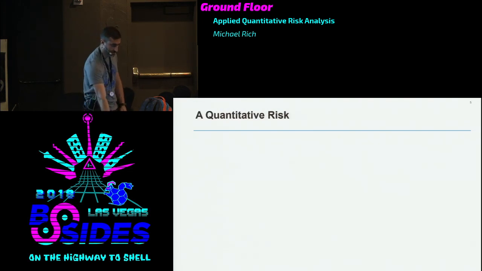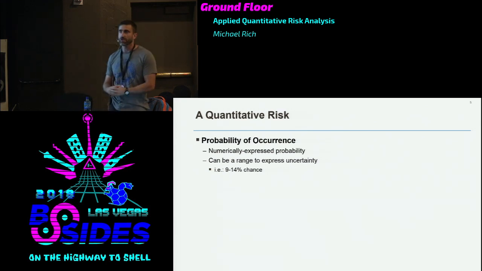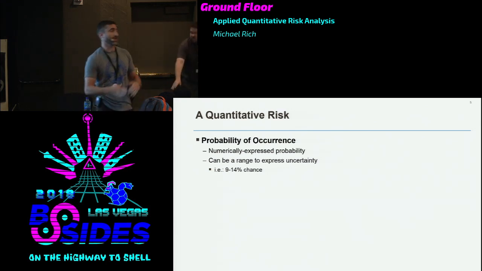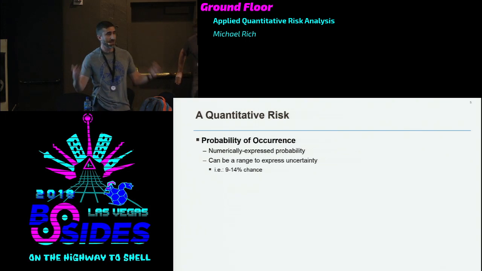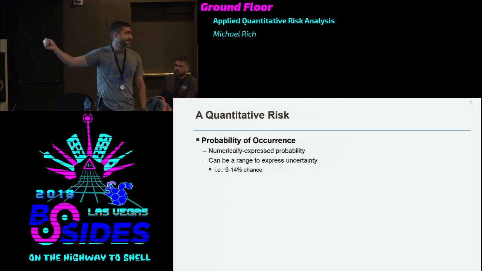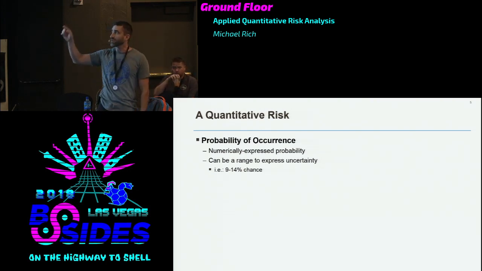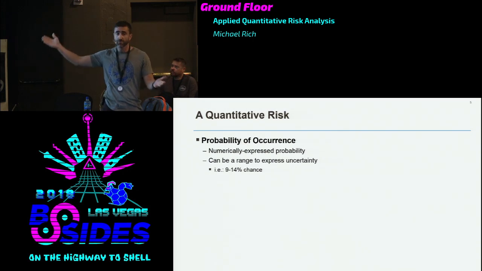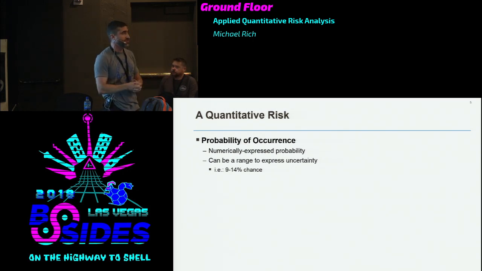Okay, a quantitative risk. First, you start with the probability of occurrence. Instead of saying it's likely or only a little likely or never going to happen, you have to pick a number. You have to assign a probability. And this is tricky and difficult, and we're going to talk about the impact it has on your models later. But you do have to pick it. And you can express a range for uncertainty. You can say there's a 12% chance, or there's a 9 to 14% chance, or any other kind of distribution for probability you want to use.